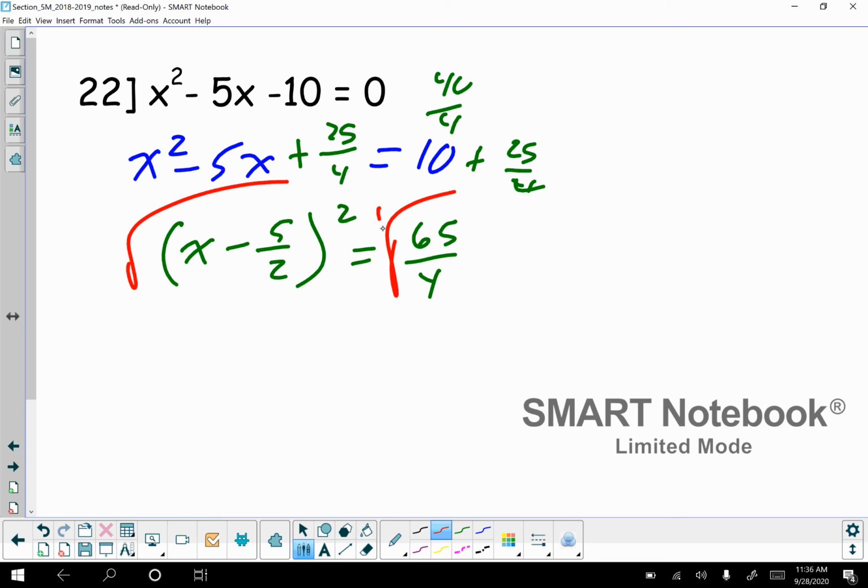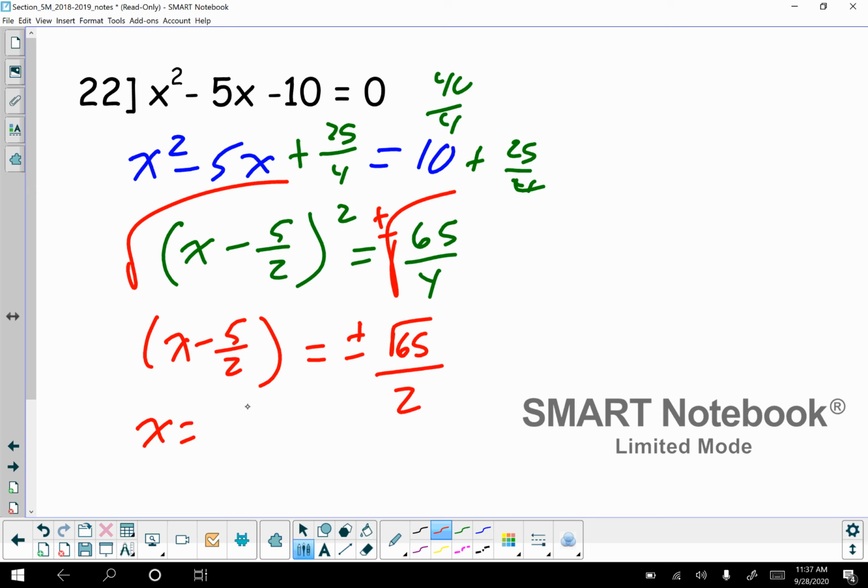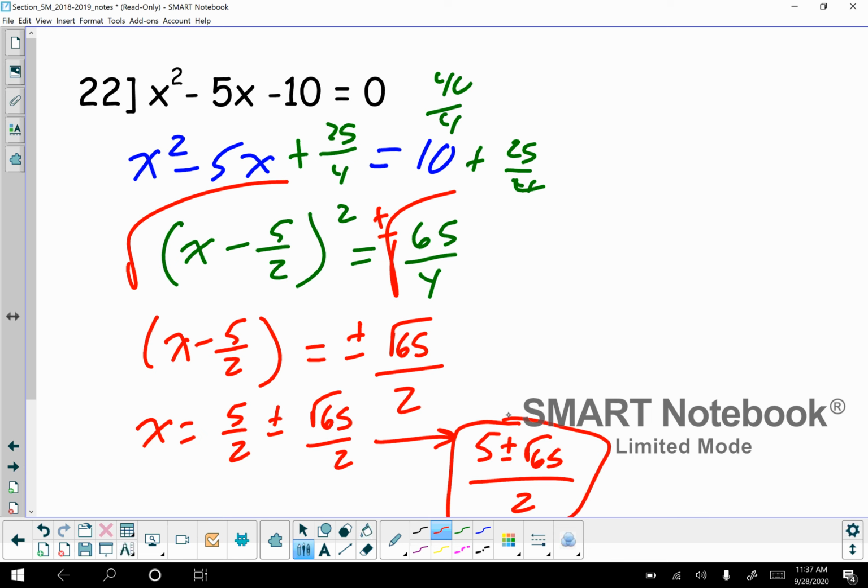Square root both sides. Don't forget the plus minus. Let's see, plus or minus root 65 on top. What's the square root of 4? Yeah, there's no longer a radical. Add 5 halves to both sides. If you have the same denominator, you can write it in this form as well. This is actually the preferred answer, but if you left this answer here, I think I'd be okay with you. But if there's multiple choice, I would have that as your answer.